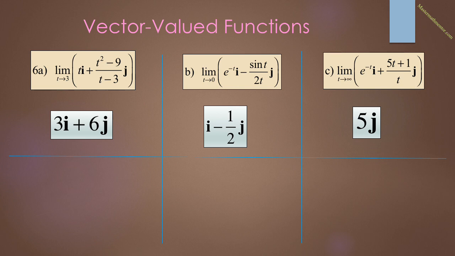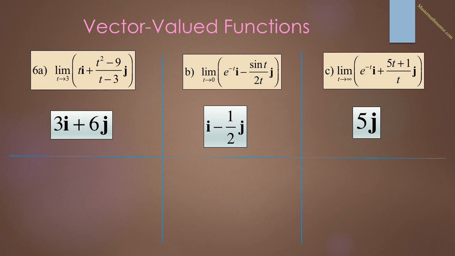B asks for the limit as t approaches 0 of e to the negative t i minus (sine t over 2t) j. We plug in for the i, and we simply get e to the 0 i, which is simply i. The second part is 0 over 0, so we can use L'Hopital's rule, getting cosine t over 2, and plugging in 0, we get negative 1/2 j. Answer, i minus 1/2 j.